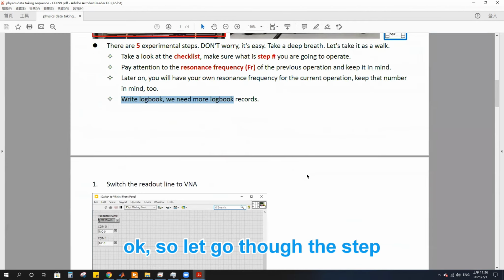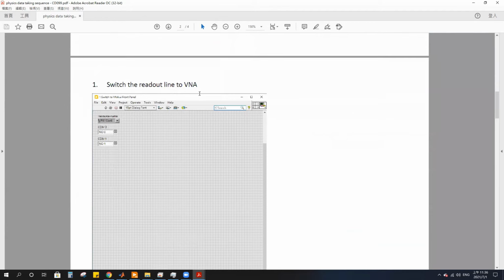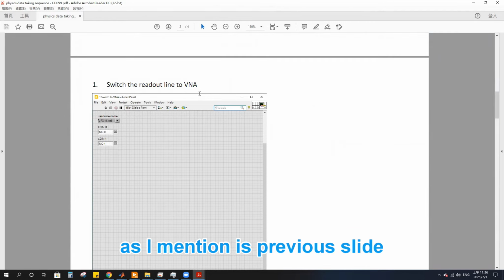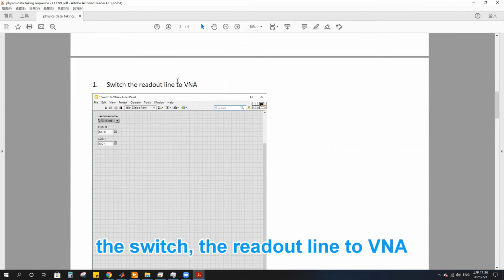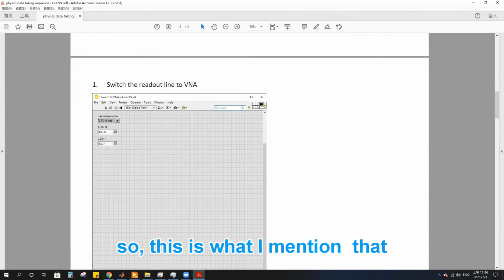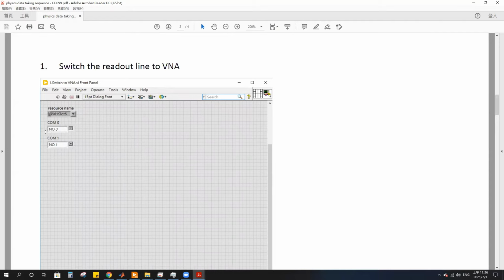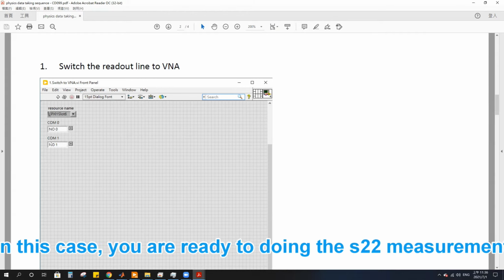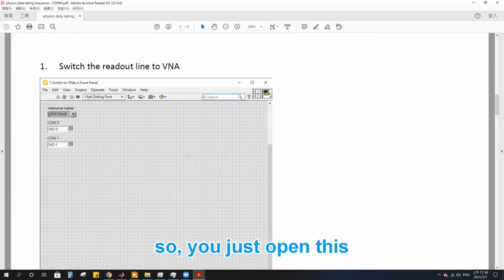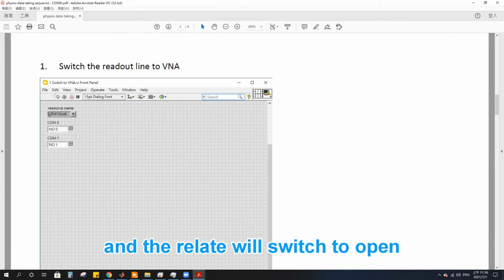Okay, so let's go through the steps of the experiment. First, make sure the relay, as I mentioned in the previous slide, is switched to the VNA line. So this is what I mentioned, that this 2-port is switched to NO mode, the open mode. And in this case, you are ready to do the S22 measurement. So you just open this and click run, and the relay will switch to open.